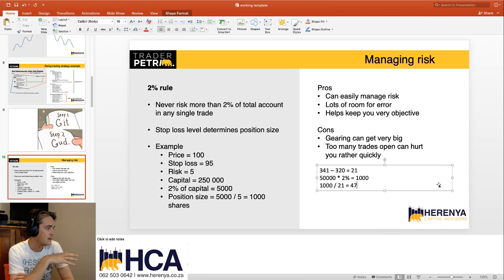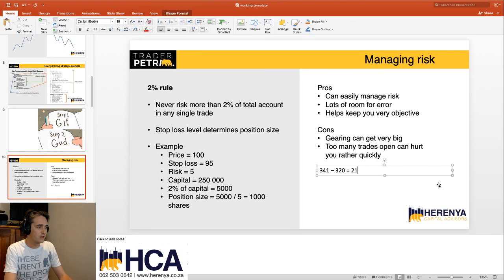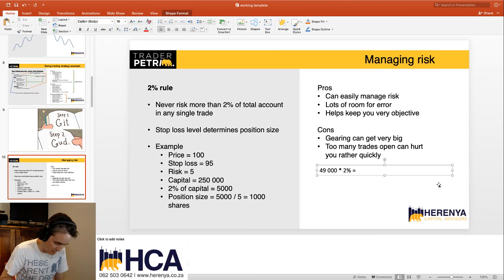And this gives you the ability to take multiple trades. So now let's say, for example, you do stop out. What happens now is your portfolio is now 49,000, okay? Because you've now lost 1,000 Rand in the process of this one trade. So now what you do is you say 49,000 times 2% equals, and now you'll see that your number is a bit smaller. So 49,000 times 2% gives you 980.